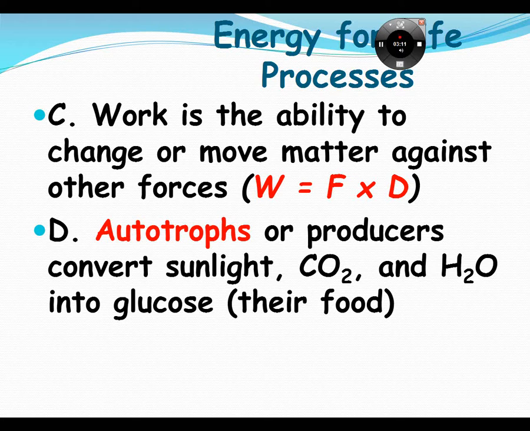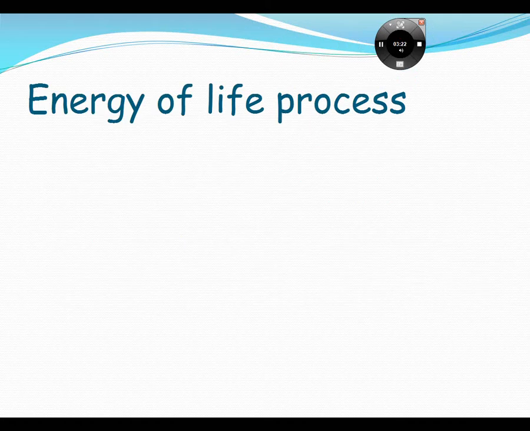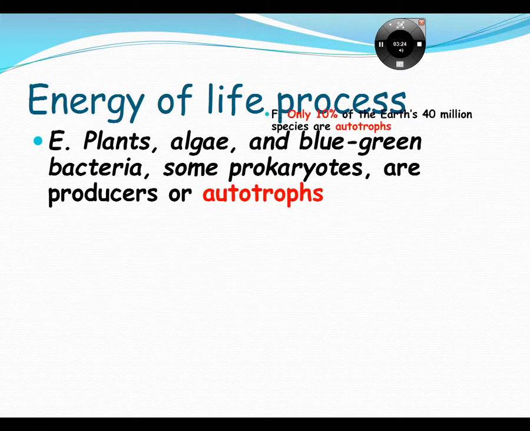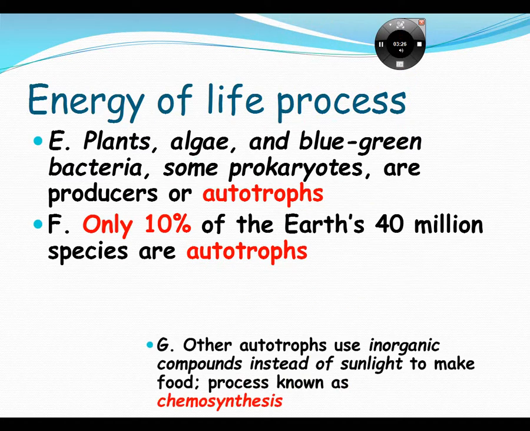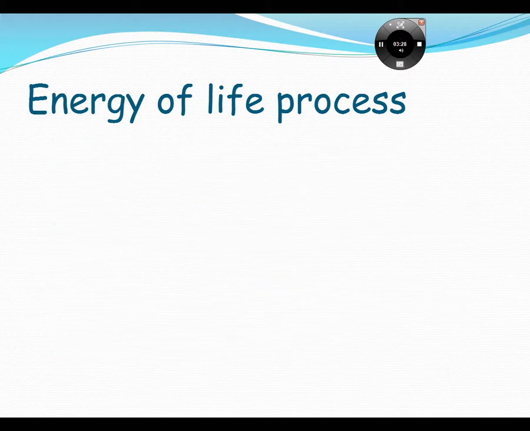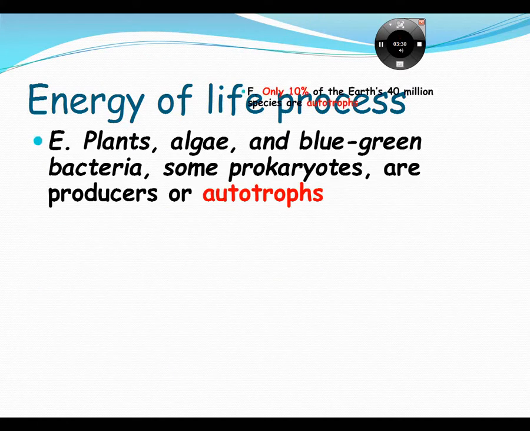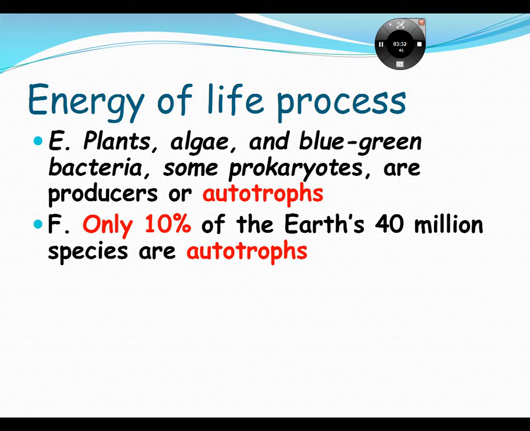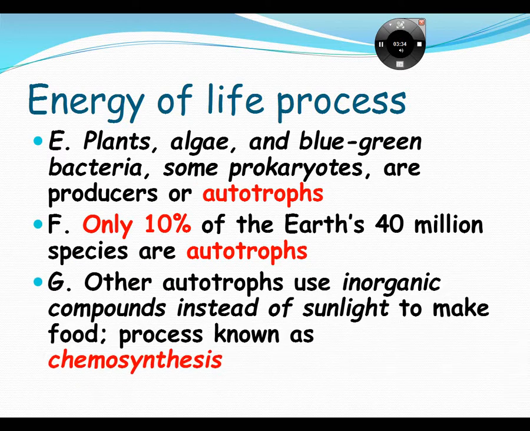Autotrophs, or plants, producers, convert sunlight, carbon dioxide, and H2O into glucose, their food. Plants, algae, blue-green bacteria, and some prokaryotes are producers. You need to know this: only 10% of the Earth's 40 million species are autotrophs.